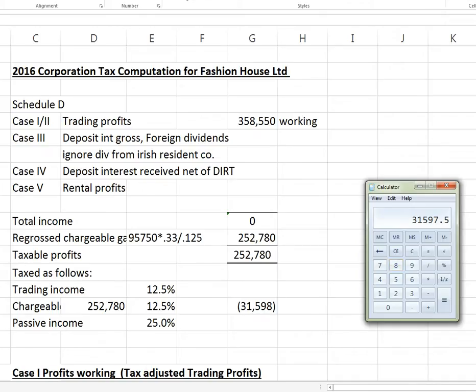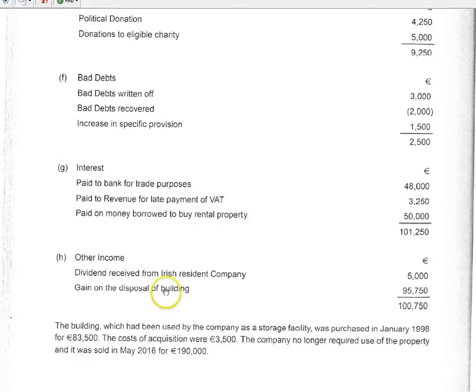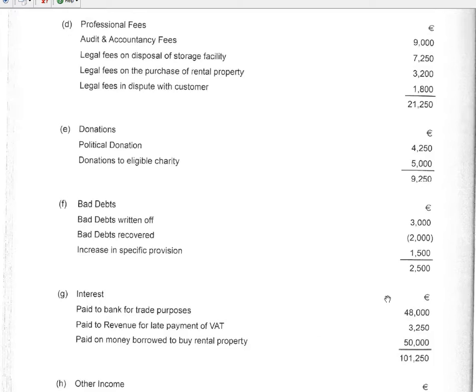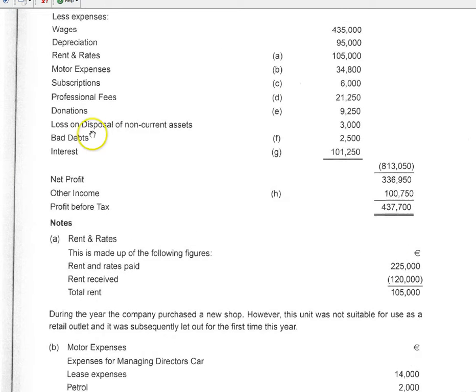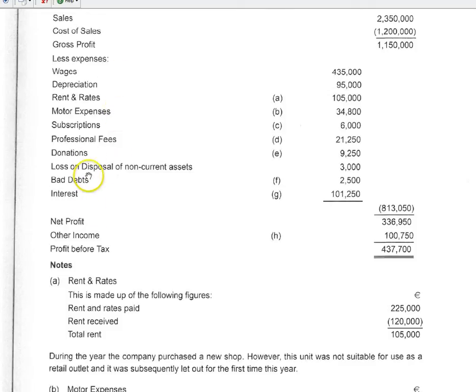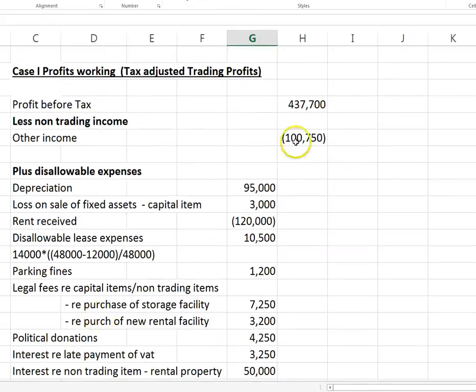Next, we look at the other types of income. We've done the two incomes that are in other income. In the rent and rates, there was rental income of 120,000, and we adjusted for that in the tax adjusted profit working, where we deducted that 120,000. We deduct other income, and we deducted rent received. That's Case 5 income, it's not trading income. That's why we took it away, the same way as we took away any other income that's not trading.